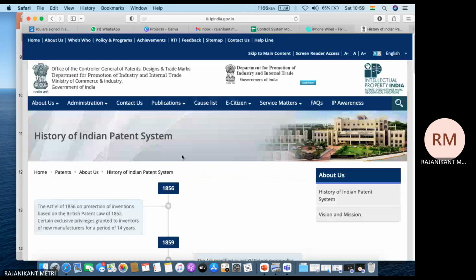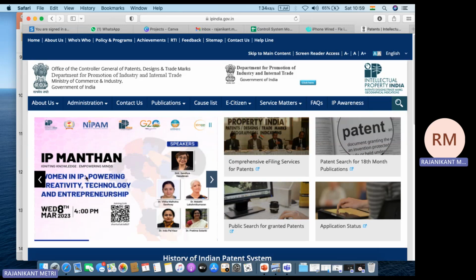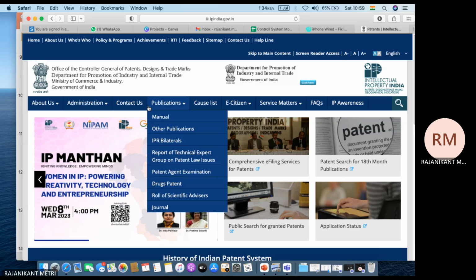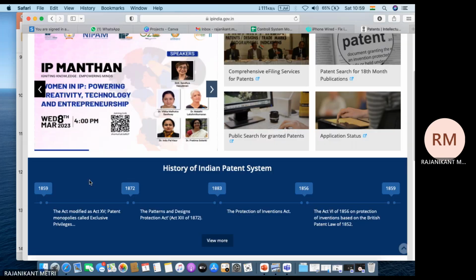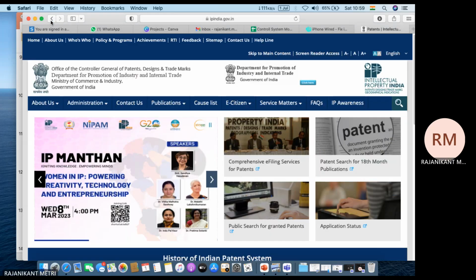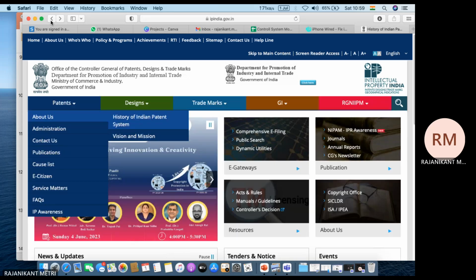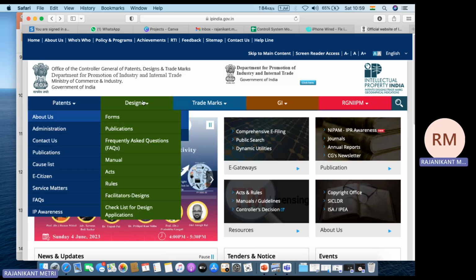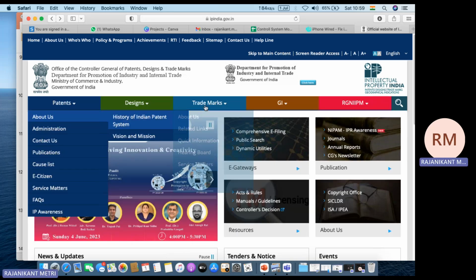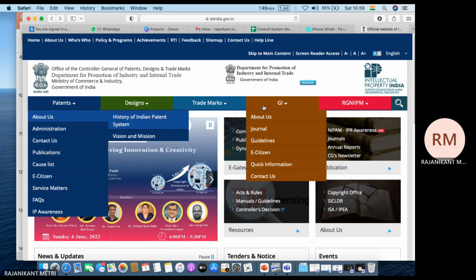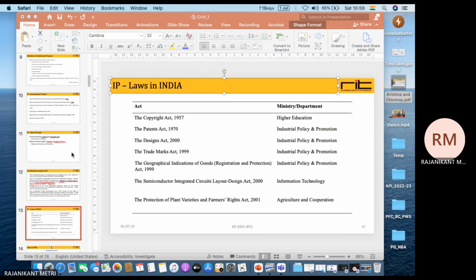Similarly, one can apply for patents here. Then related to designs, industrial designs, trademarks, geographical indications, and all these things can be viewed here. You can go through that website.